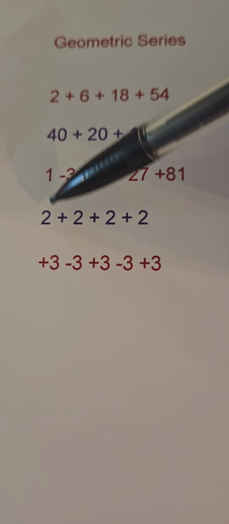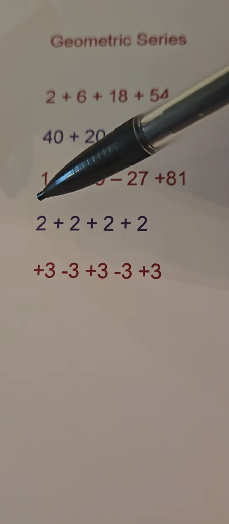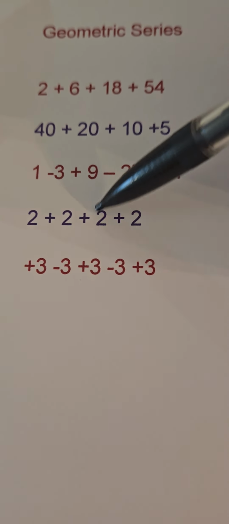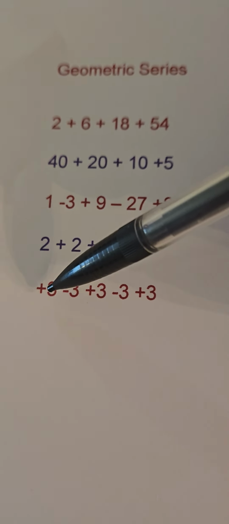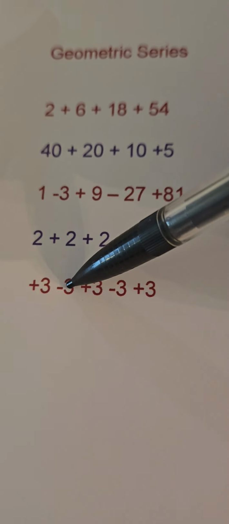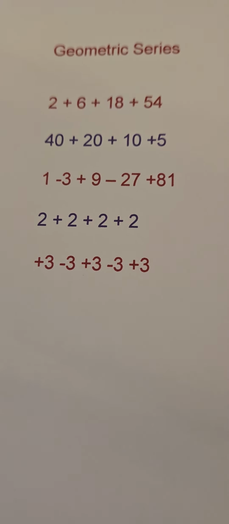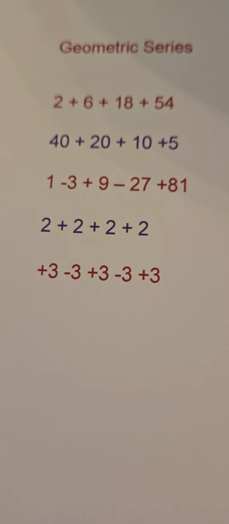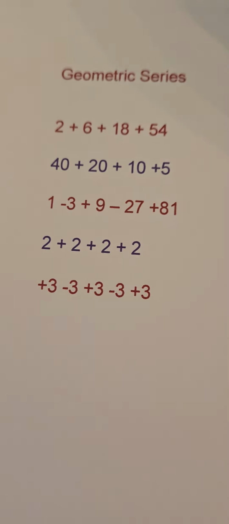Here, the first term might be random with all of them. We start off with 2 times 1, times 1, times 1 equals 2. And here, each term you're multiplying by minus 1. 3 times minus 1 is minus 3. Minus 3 times minus 1 is 3, etc. What each of these series have in common is that it's a pattern of always multiplying by the same number between each number. That pattern is called a geometric series.